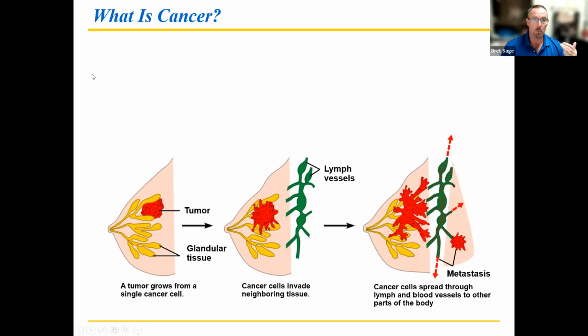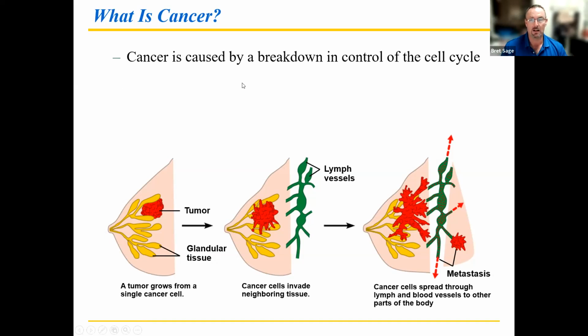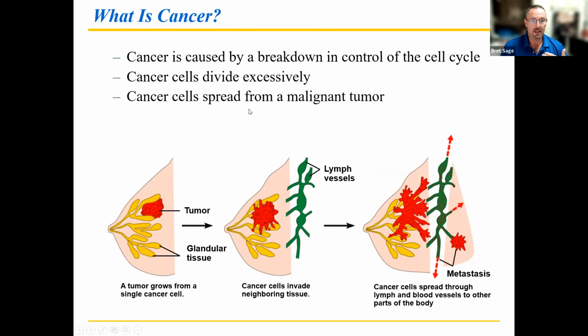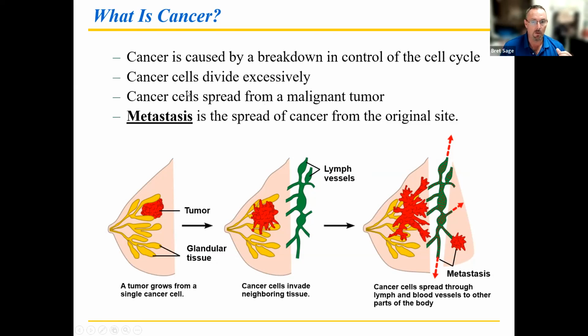So what is cancer? Cancer is caused by a breakdown in the control of the cell cycle. That is, the ability to stop and wait for the signal to divide again is disrupted. Cancer cells divide excessively, so they're going to continue to divide. Cancer cells can spread from a malignant tumor. And when that happens, metastasis means it's spread. Now, how does it spread so easily? Often through the lymph vessels. Now, the question is, why does cancer kill you? We know that people die from cancer, but why is that the case? Well, here's the deal, guys.